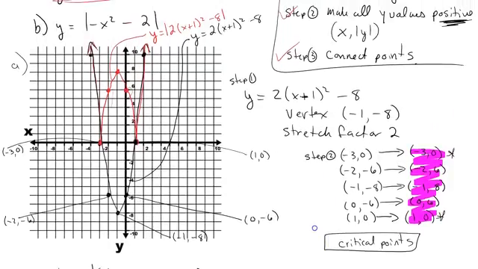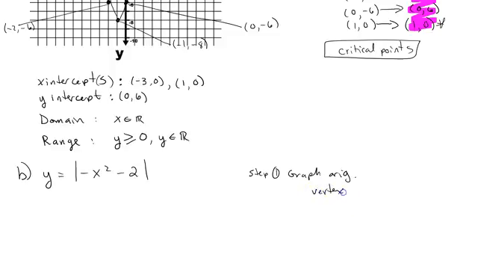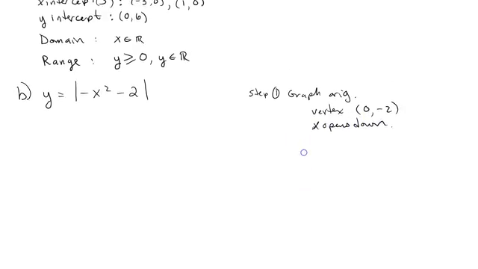Let's do the second one here. So we have y equals the absolute value of -x squared minus 2. Alright, so first things first, step 1, graph original. So my vertex is going to be at 0, -2, and it opens down. No stretch factor.